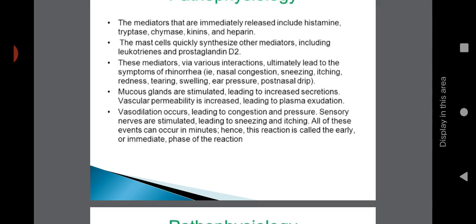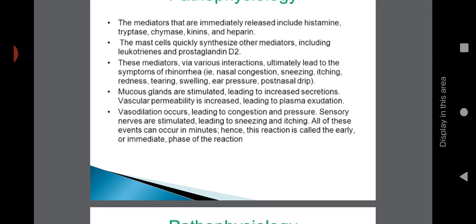So as a part of this reaction, what is happening? Mucus glands will be stimulated, leading to increased secretion. Once the mucus glands are stimulated, more mucus will be produced, and that can lead to plasma exudation. Then vasodilation occurs, leading to congestion and pressure. Sensory nerves are stimulated, leading to sneezing and itching. So all kinds of defense mechanisms will start. The person will start sneezing and itching, and while sneezing and itching, the foreign body or the allergen will come outside. All of these events can occur in minutes. Hence, this reaction is called the early or immediate phase of reaction.